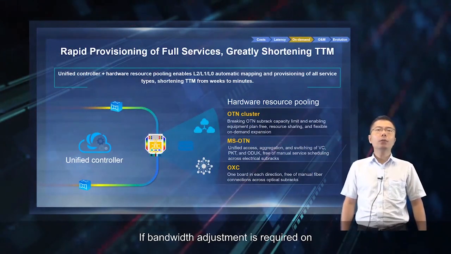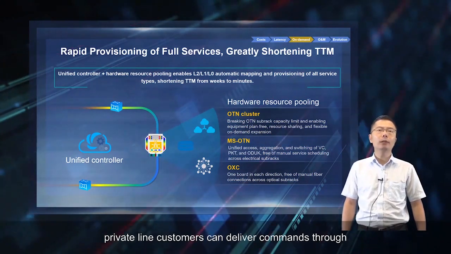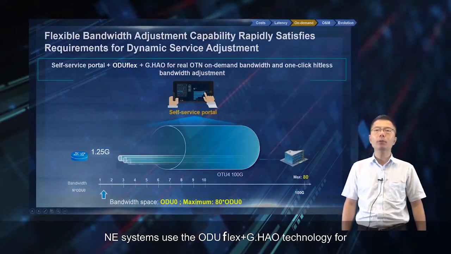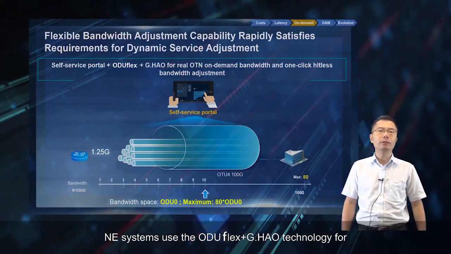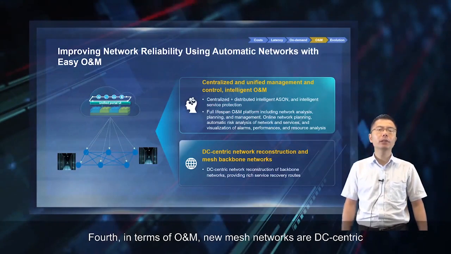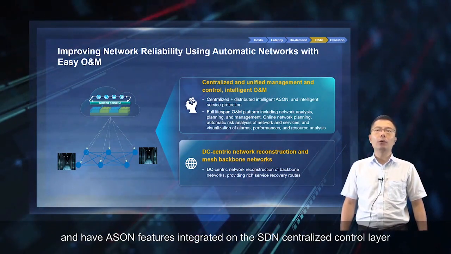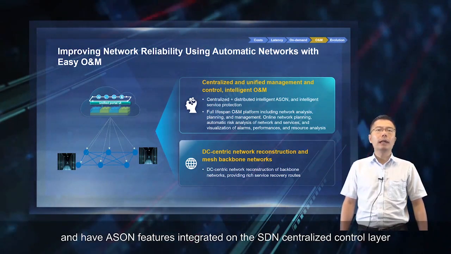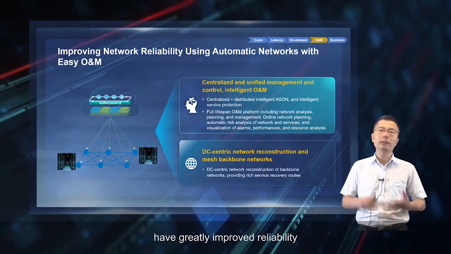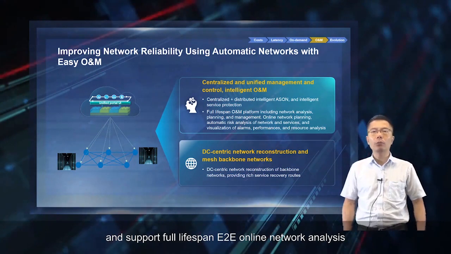If bandwidth adjustment is required on newly built DCI backbone networks, private line customers can deliver commands through the self-service portal for hitless adjustment in one click. Any systems uses the ODU Flex plus GHAO technology for smooth bandwidth adjustment. Fourth, in terms of O&M, new mesh networks are DC-centric and have ASON features integrated on the SDN centralized control layer. These new networks are resistant to multiple fiber cuts, have greatly improved reliability, and support full lifespan E2E online network analysis, planning, and management.